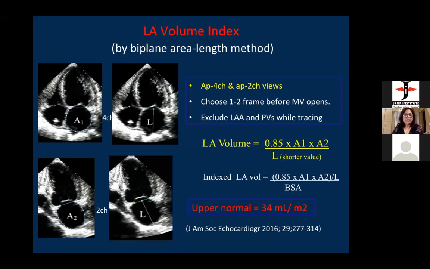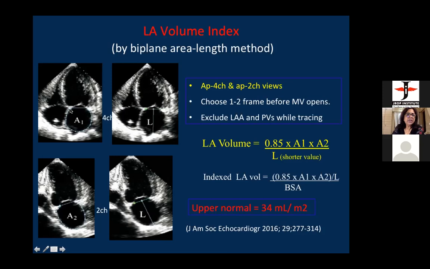So we measure the LA volume index by biplane area length method, we say. By biplane means in apical 4-chamber and apical 2-chamber. So these are the two planes. This is the 2-chamber view and this is the 4-chamber view. So in apical 4-chamber, we will measure the LA volume in its maximum volume. That means end systole. Just before the tricuspid valve opens, LA will be in its maximum volume.